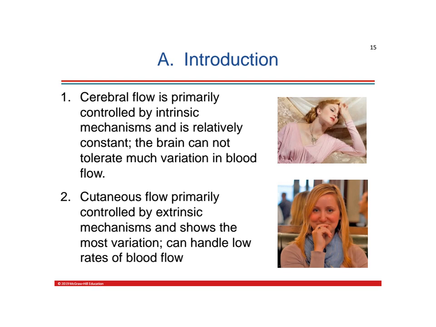With the skin, however, you have cutaneous blood flow primarily controlled by extrinsic mechanisms, and it shows much more variation. And part of the reason for this is your skin is able to handle different rates of blood flow without much trouble. And here's an example of localized blood flow. This person is blushing, and so they have a lot of blood flow to the surface levels of the skin.